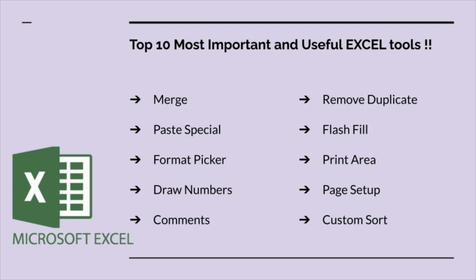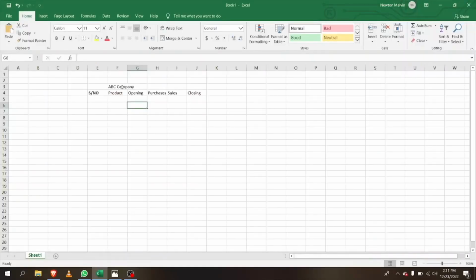Now let's say we have a sales company here. In this, I have the ABC company. This is the serial number, products, opening, purchases, sales, closing. So this is the title, right? I want to make this whole bar, all of these cells, the title cell. So I'm just going to select all of these.